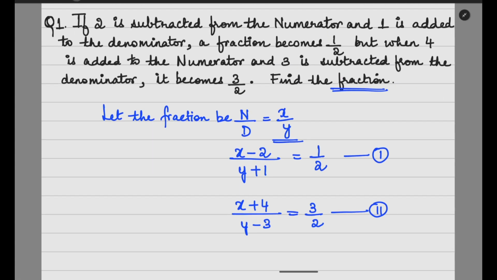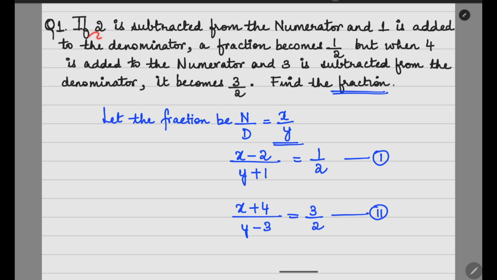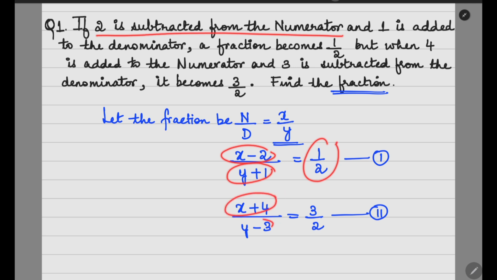Just that whenever you're getting such questions, just read the question once. What is asked? You are asked to find the fraction. So let's assume first the fraction is x by y. X is the numerator, y is the denominator. As it is given in the question, just do it. 2 is subtracted from the numerator, 1 is added to the denominator, then the fraction becomes 1 by 2. If 4 is added to the numerator and 3 is subtracted from the denominator, the fraction becomes 3 by 2.